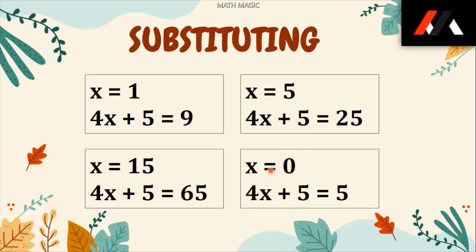Now in the last case, x is equal to 0. 4 times x plus 5 is equal to 5. 4 times 0 means its value is 0. Any number multiplied by 0 is 0. So 0 plus 5 is equal to 5.